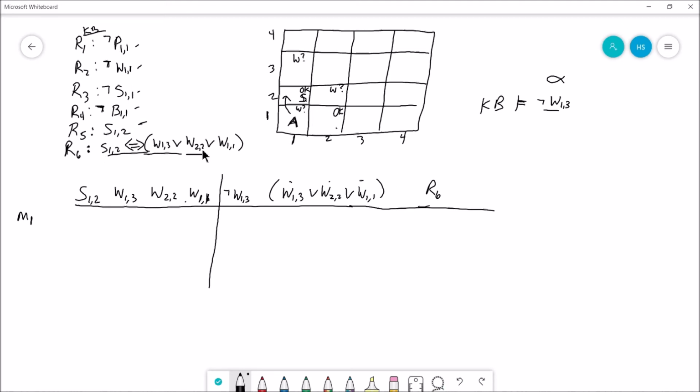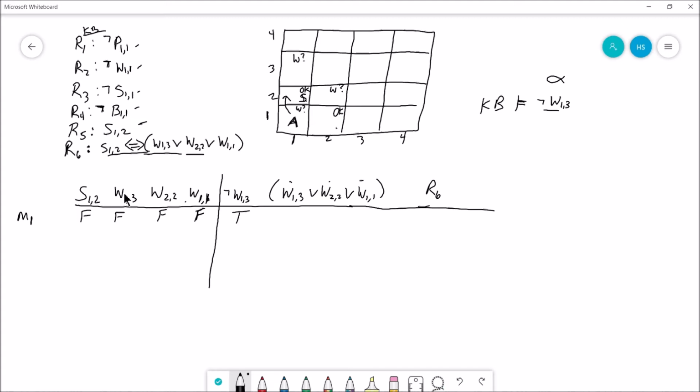So rather than write out this whole thing again, I'll just put R6 here to represent that. So you just go through and you start iterating, right? You start enumerating all the different possibilities. So what about a possible world where all of these things are false? What if in a possible world all these things are false? So if that's the case, then not W13 would be true, right?